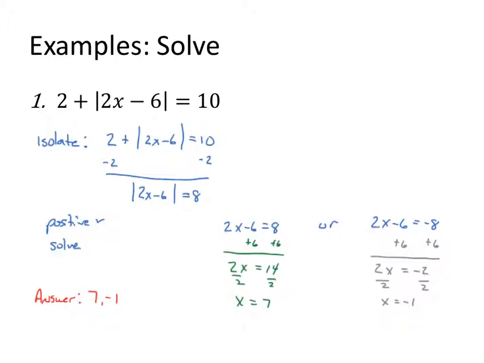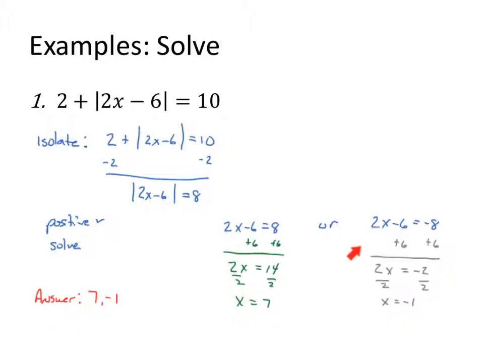Write both of them right away. That way you don't get lost in your work and just move on. Write both of them so you know you have to solve two equations. 2x minus 6 equals 8. I'm going to add 6 to both sides. If 2x equals 14, I can divide both sides by 2 and get x equals 7.